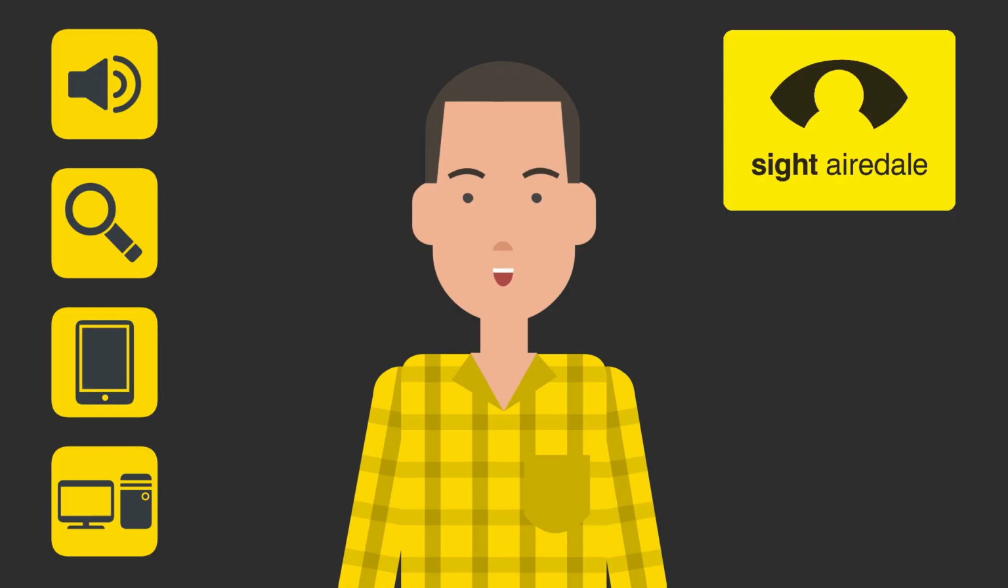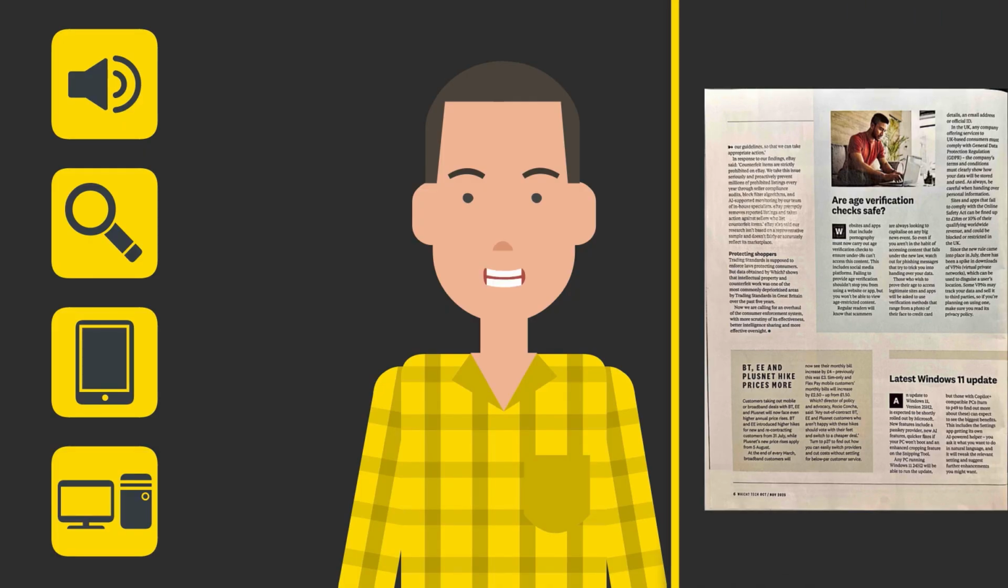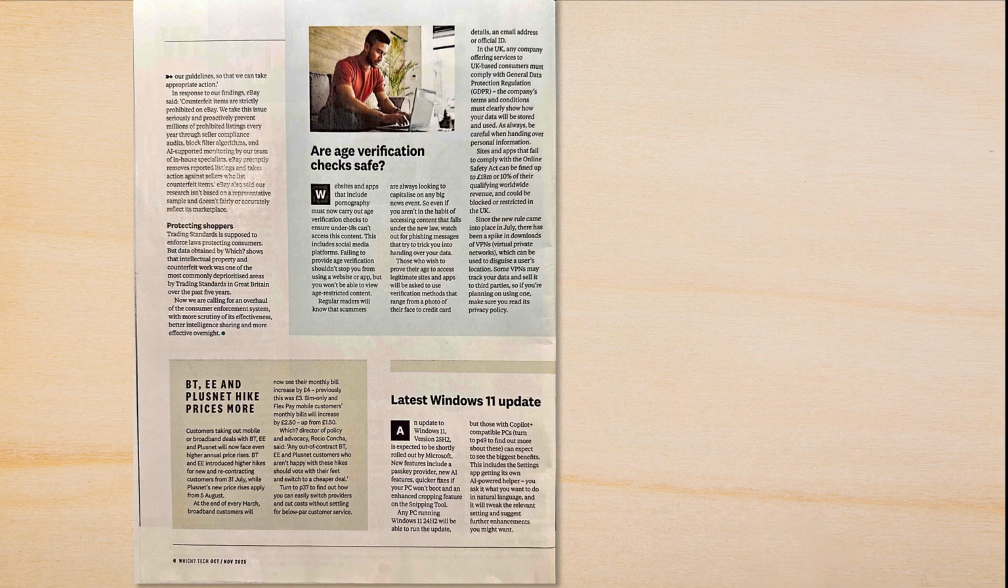So what if I've got a more complicated document, like a magazine article? So here I've got a page from a magazine, and there are multiple articles on the page. And I want to know what articles are on the page. So I can scan this page using Smart Reading, and this time, to activate Smart Reading mode, I'm going to double press the trigger button.